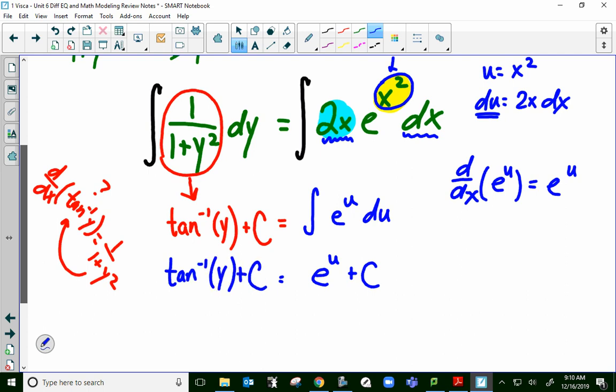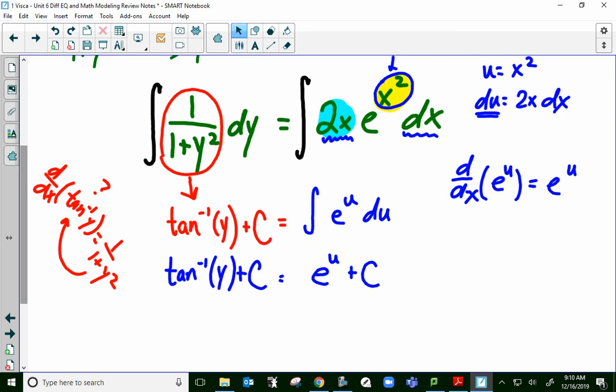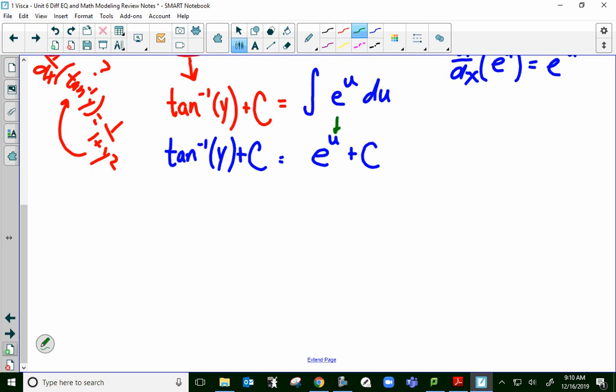One thing on the right-hand side. There are no bounds. I need an expression, so I got to put my x back in. I got to put this back in for u. So when everything is all said and done, I have tan negative 1 of y plus c equals e to the x squared goes back in plus c.